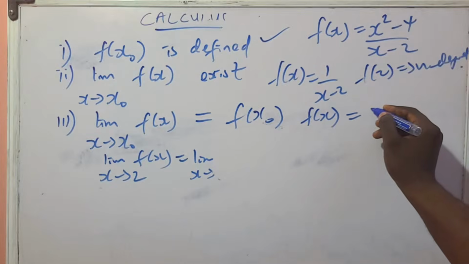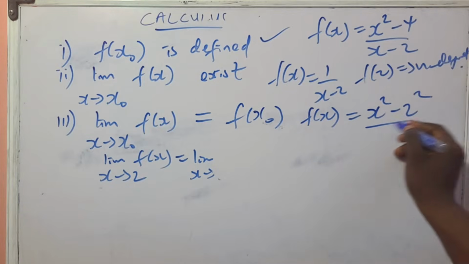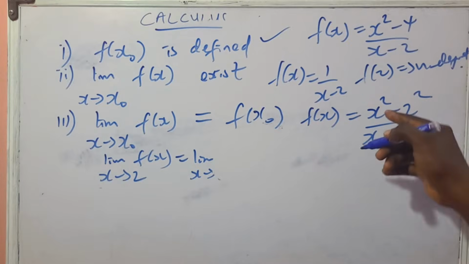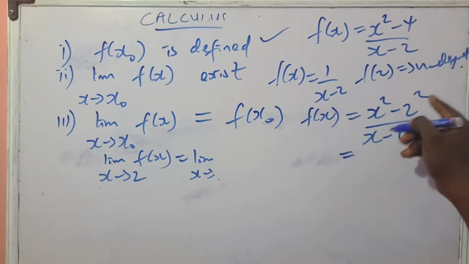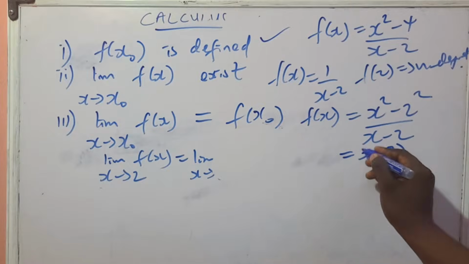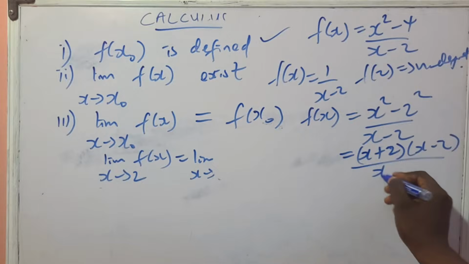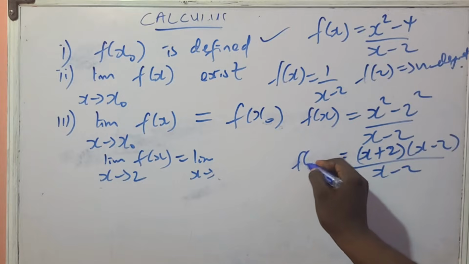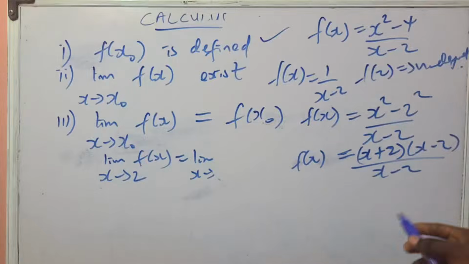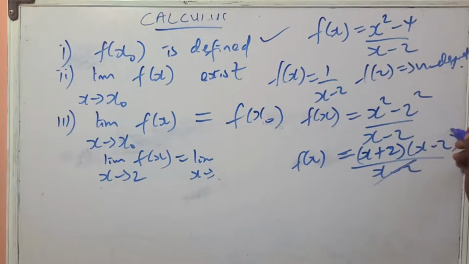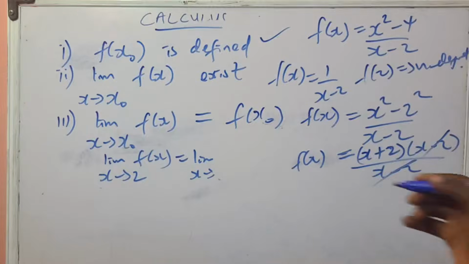x squared minus 4 is the same thing as x squared minus 2 squared. Don't forget I've been talking about difference of two squares, a very, very important aspect of algebra. So x squared minus 2 squared is the same thing as x plus 2 times x minus 2, over x minus 2. Look at what I just did. I have not done anything wrong. I just rewrote my function as this. And by rewriting my function as this, I'm able to remove the discontinuity, because what was causing the discontinuity was x minus 2. By rewriting it this way, I'm able to cancel this out. And now I have extended my function.